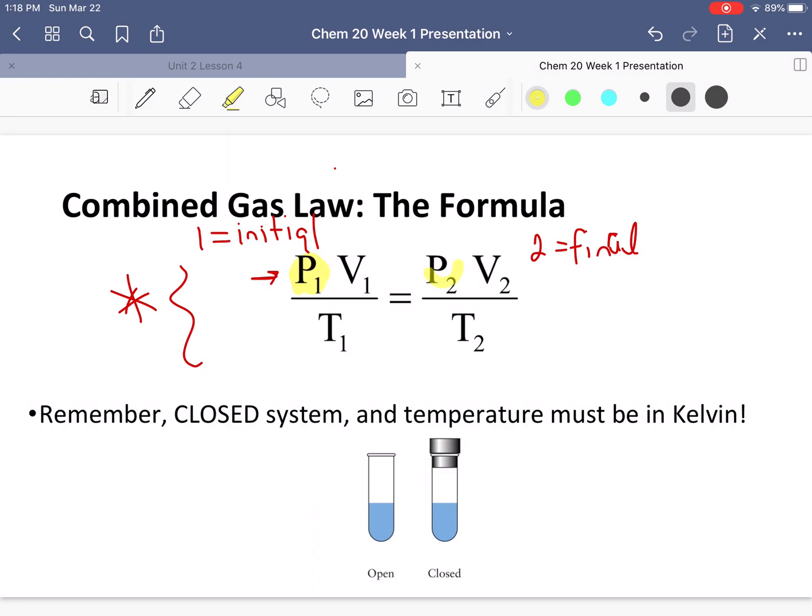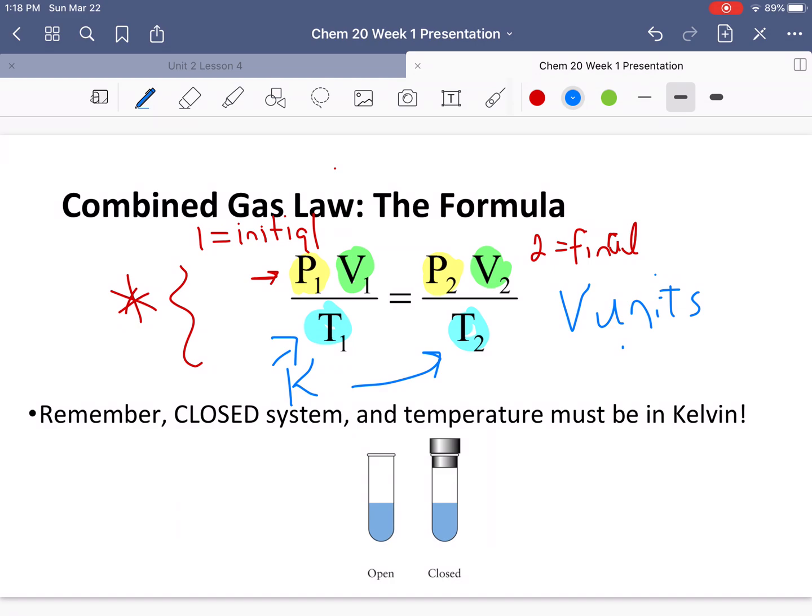P is pressure, initial and final. V is your volume, initial and final. And T is your temperature, initial and, of course, final. When you're going through it, I mentioned on the previous page, pressure is in kilopascals. Temperature, of course, has to be in the Kelvin scale. That's the key. For volume, you just have to make sure that the units are the same.